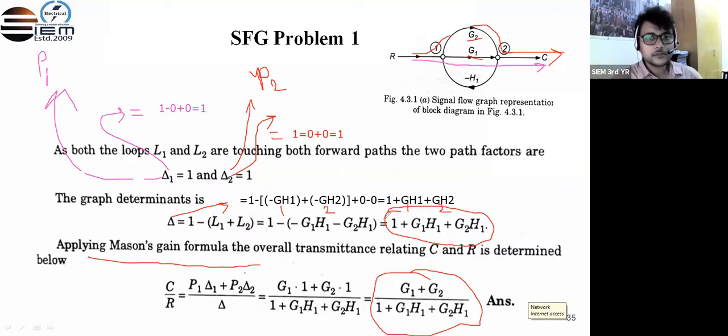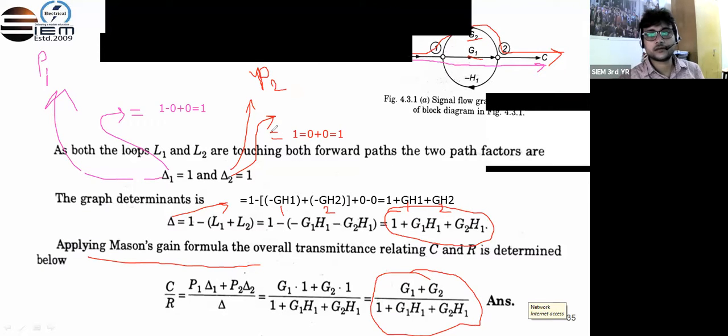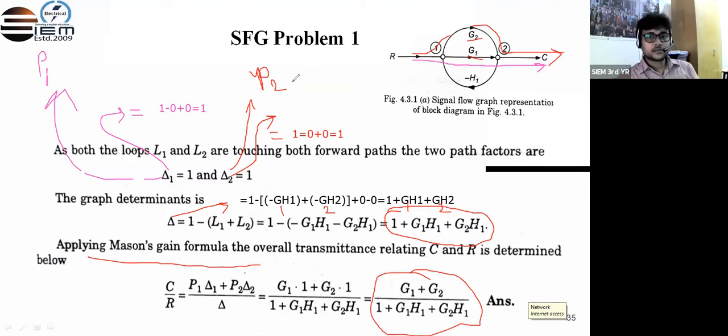Clear? Is it clear to students? Yes, sir. Okay. You take a 1 minute or 2 minute break, I'll just come back. So students, is there any doubt regarding this problem? No, sir.